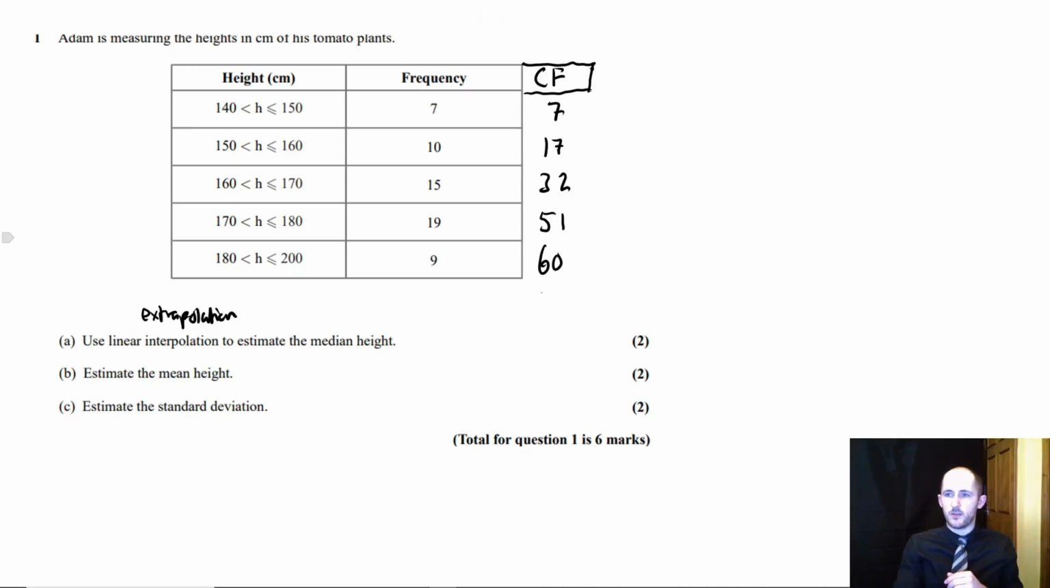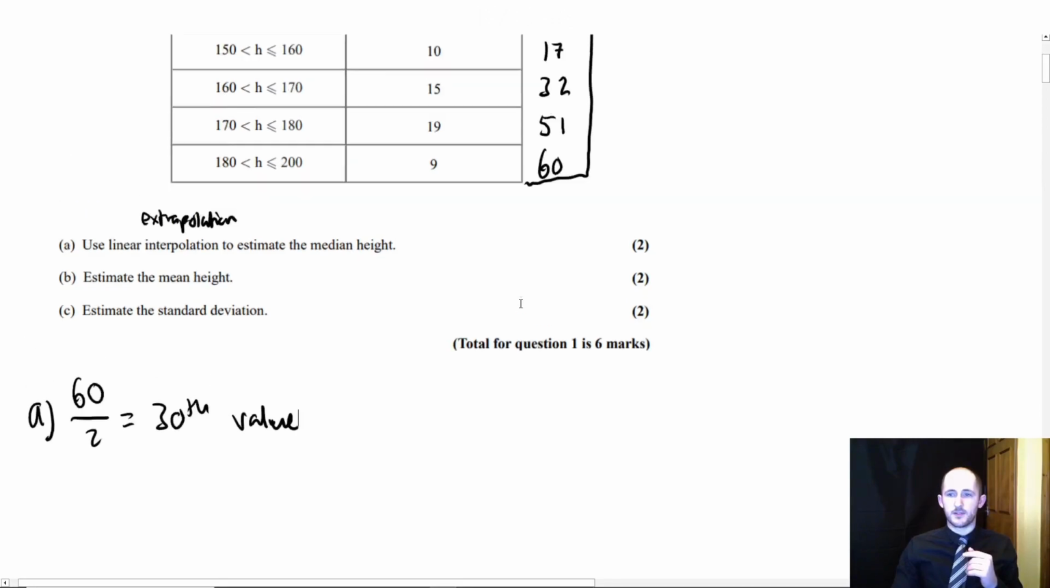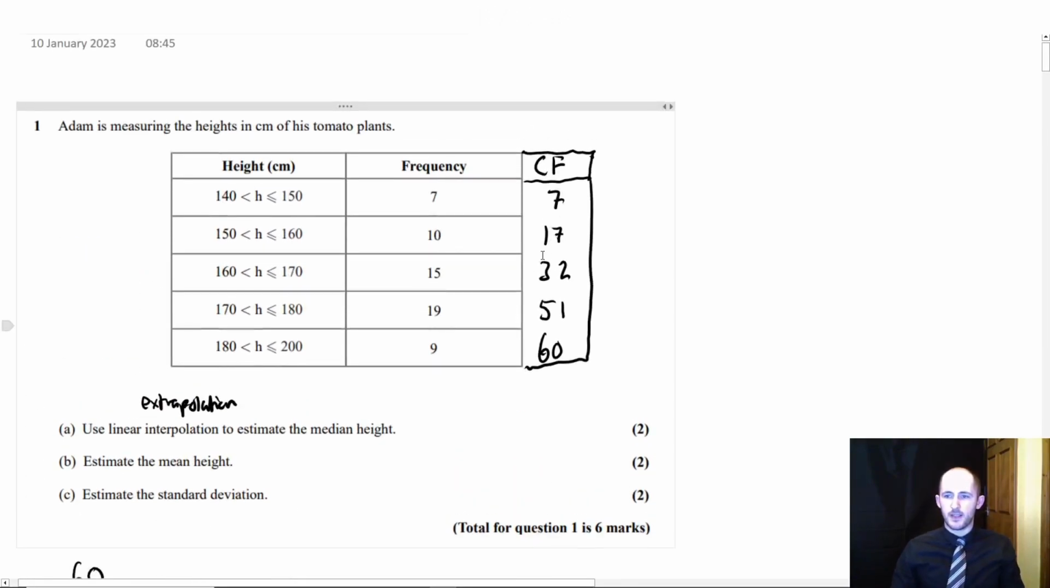So to work out the median normally, what we would do is take the number of data that we have, which in this case is 60, and we halve it. So we're looking for the 30th value. And again, this is just to explain exactly how or why we need interpolation. So if we look at the 30th value, it's going to be somewhere in this grouping here, right? Because we have 17 up to this point, then we have 32 up to this point. So somewhere in this boundary, within this class, is the median.